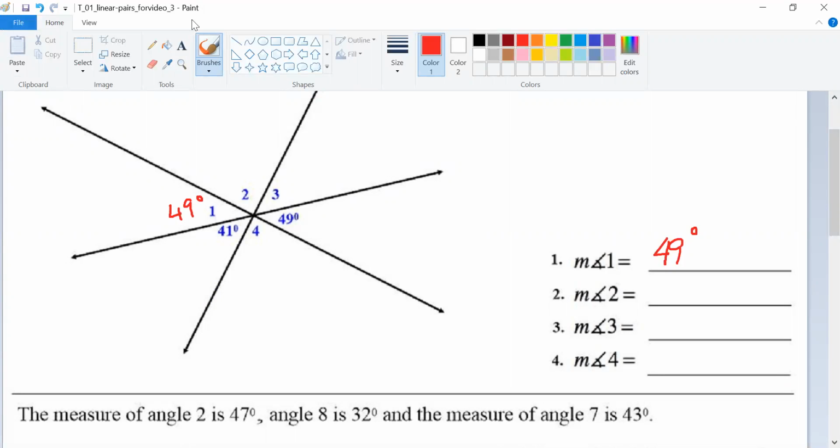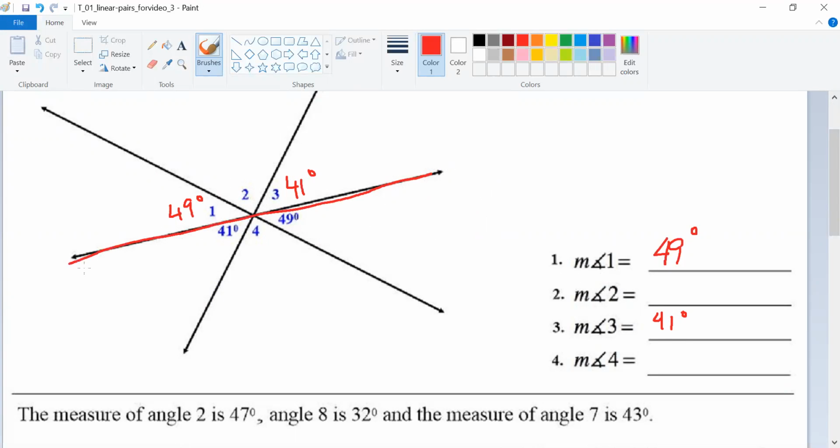This 41 degree and this 3, those are opposite each other. So they're also vertical. And that would make this one also 41 degrees. So that's angle 3, that's 41 degrees. That leaves us with 2 and 4, which are vertical. So once we find the measure of one, we're going to find the measure of the other. Let's just split this down the middle.